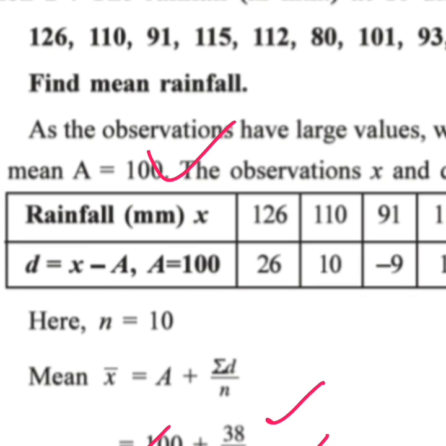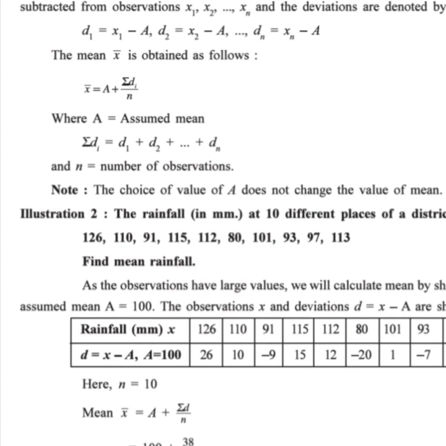As you do the calculation, you solve the fraction first: 38 divided by 10 gives 3.8. Calculating further, you get 103.8, and that is your average rainfall. 103.8 mm is the average rainfall for these 10 different places. So this is your sum by the shortcut method.